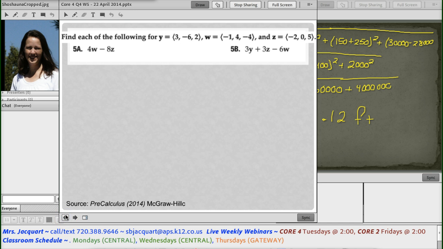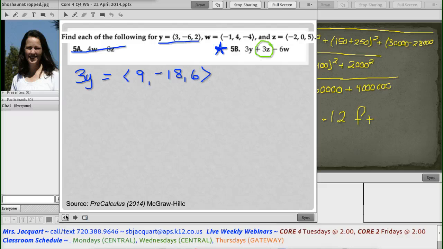We'll go ahead and work another problem like that. Oh wait, no, this is a different one. We're not going to do that problem, we're going to do this problem. The way I set up these problems is easy-ish: what is 3y? Well, 3y is going to be 9, negative 18, and 6. What is 3z? Working with z, it's negative 6, 0, 15.